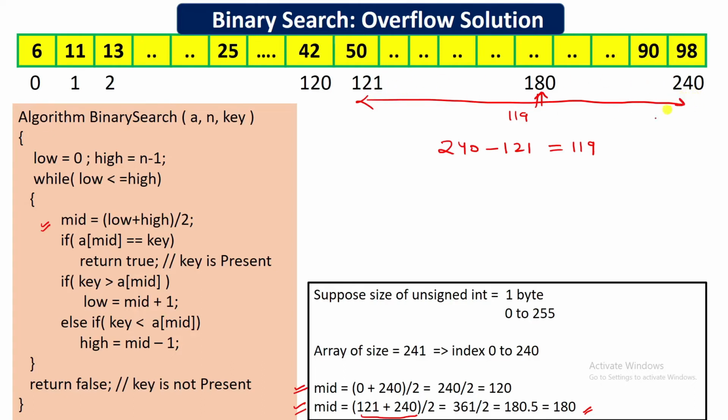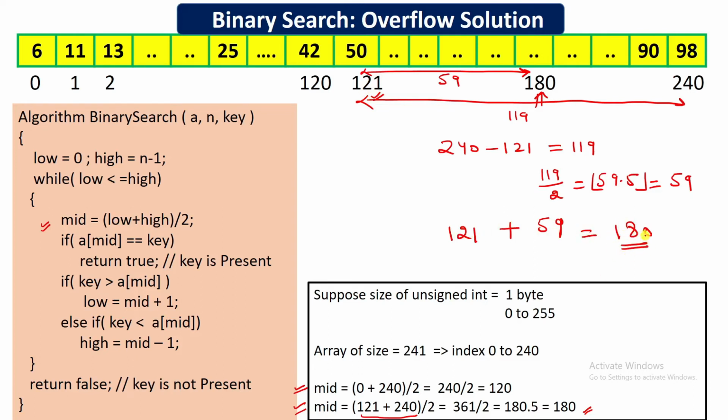Now if I do half of this 119, half of 119 will be 59.5, and if I take the floor of this, it will be 59, right? So 59 is half of this total range. Now if I want to get 180, then in 59 I should add this 121, right? So I will get 180, and this 180 is the mid value that I actually want.